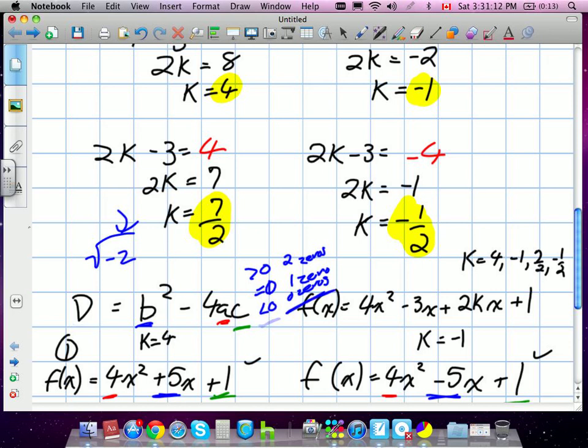And the final option is if the discriminant is less than 0. So I'm looking for some essentially negative number. I can't find the square root of a negative number. Therefore, there are no zeros. There will not be any x-intercepts.